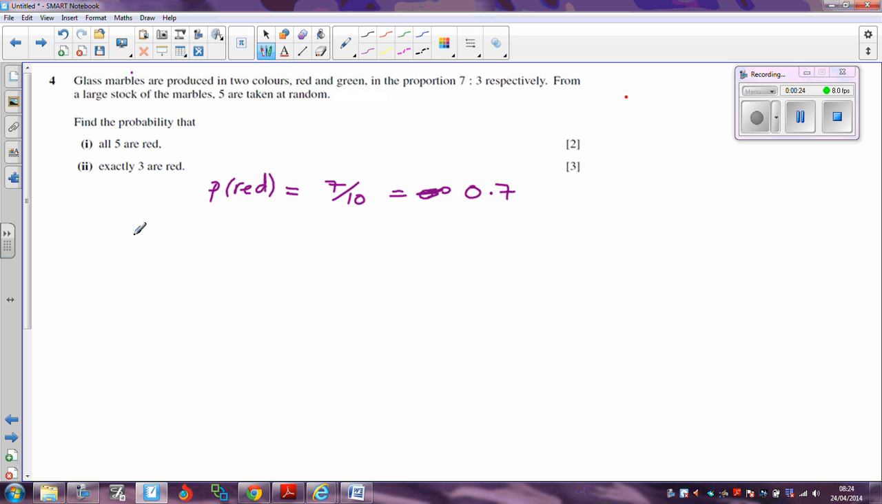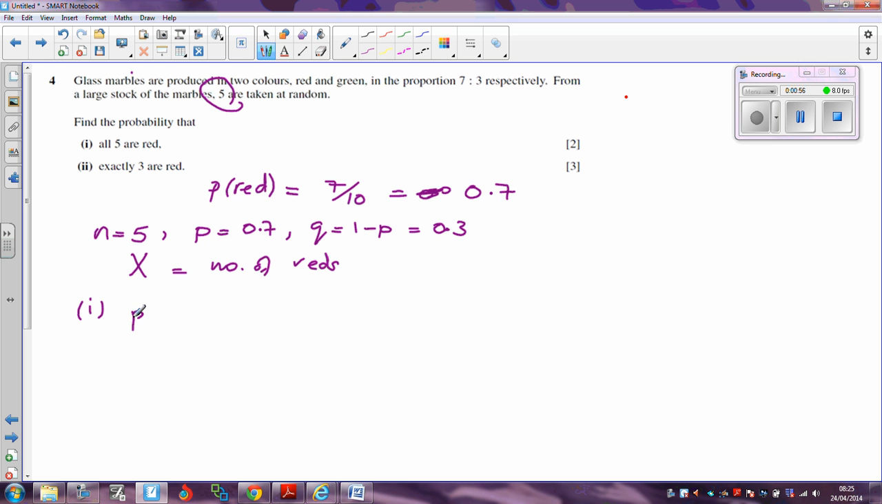So using the binomial, I'm going to take n to equal 5. Remember, n is the number of times the experiment is done. In this case, 5 marbles are taken. P is the probability of success, that's 0.7. Q is the probability of failure, which in this case is getting a green marble. That's 1 minus P, so that's 0.3. And I'm going to take X to be the number of red marbles that I take. Part 1 then says, what's the probability that all 5 are red? So we want the probability that X is equal to 5.